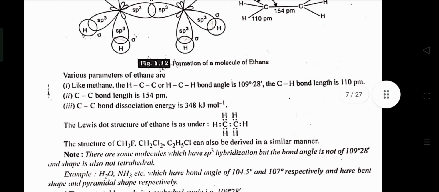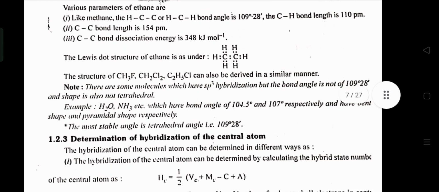Various parameters of ethane are like methane. The C-C-H or H-C-H bond angle is 109 degrees 28 minutes, and the C-H bond length is 110 picometer. C-C bond length is 154 picometer. C-C bond dissociation energy is 348 kilojoule per mole. The structures of CH3F, CH2Cl2, and C2H5Cl are derived in a similar manner.